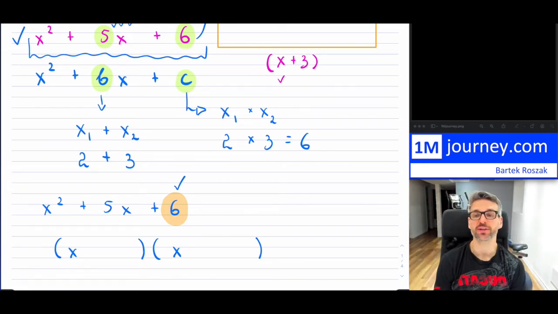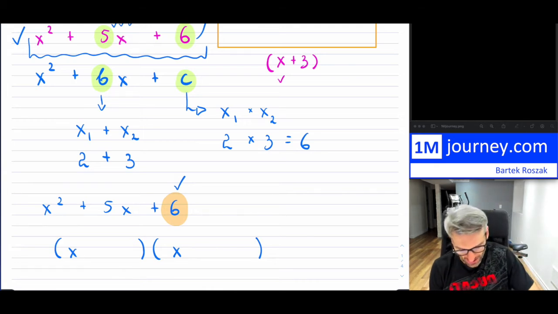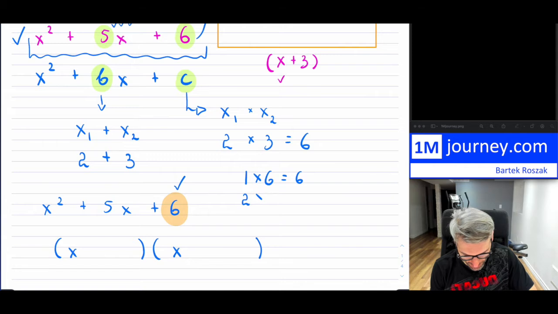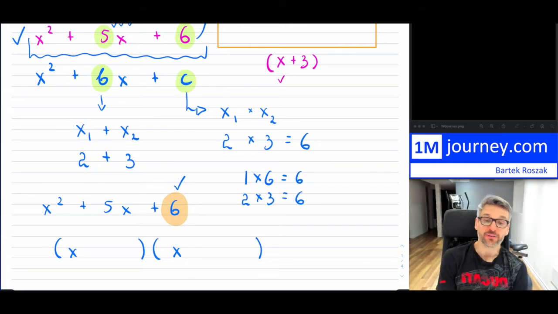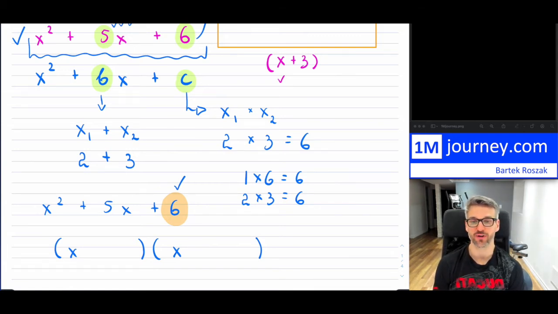So which two integers, when I multiply them together, are going to give me 6? Let's just take a look. 1 times 6 is going to give me 6. And of course, we know that 2 times 3 is going to give me 6. And if I take any other integers and multiply them together, they won't really give me 6 unless I start going with fractions or decimals.